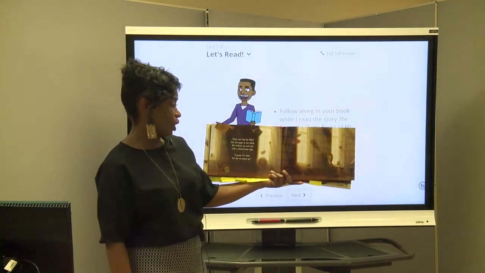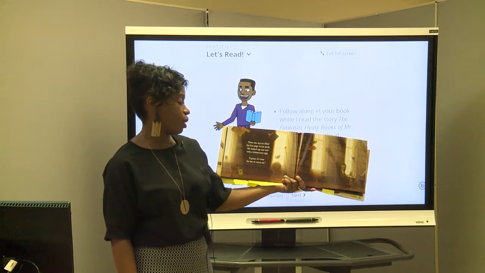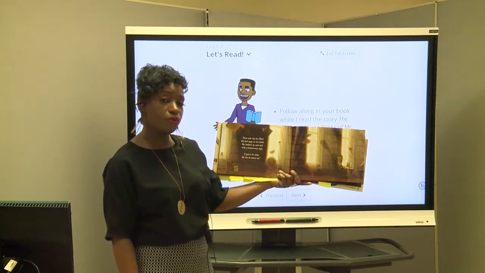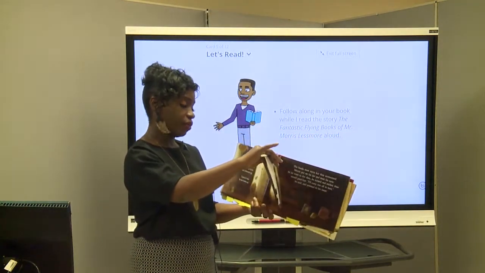Then one day he filled the last page in his book. He looked up and said with a bittersweet sigh, "I guess it's time for me to move on." So he finished his book, and it was time for him to move on.